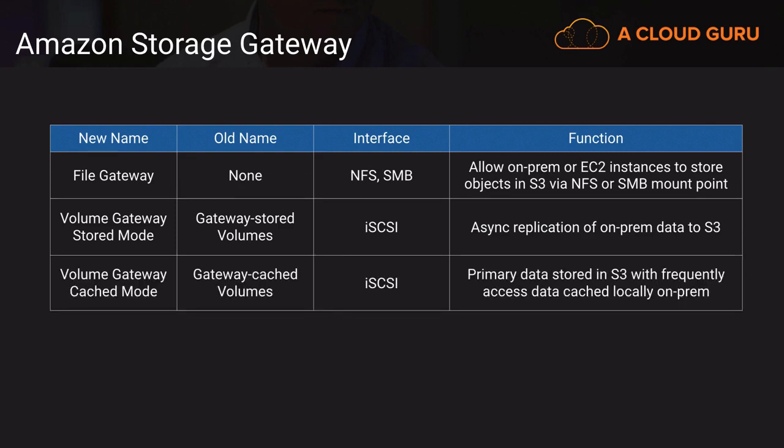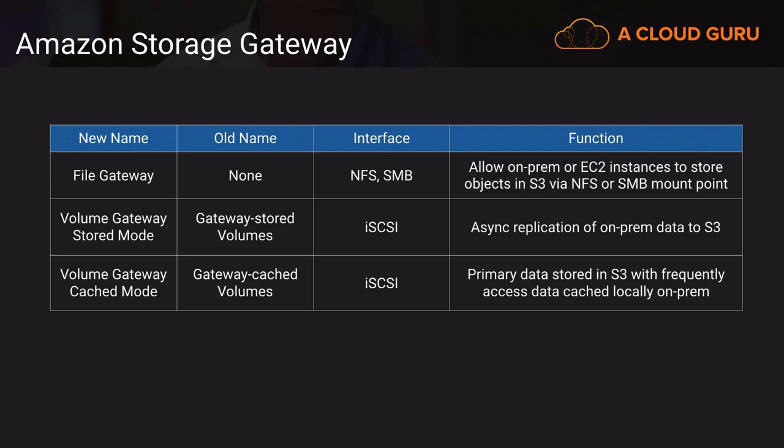Now, another mode is Volume Gateway Cached Mode, or the old name is Gateway Cached Volumes. This also has an iSCSI interface, and the difference in this mode is that the primary data is stored on S3. So what lives on your local volume in your data center is only those files or those objects that have been recently accessed. So it serves as a sort of cache for your data that's living out on S3.